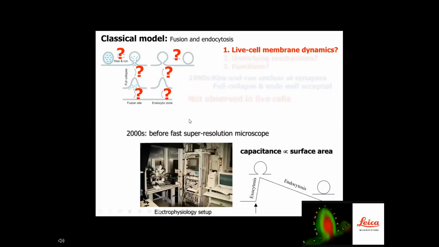So my lab started at about the beginning of the 2000s. At the time, there were no fast super-resolution microscopes available, so we used electrophysiological setups to study the membrane dynamics. We used capacitance measurements. The capacitance is proportional to the membrane area. When exocytosis occurs, the vesicle membrane is added to the surface membrane, and therefore the surface area is increased. So an increase of capacitance means exocytosis, and the decay of the capacitance means endocytosis, because endocytosis retrieves vesicles from the plasma membrane.